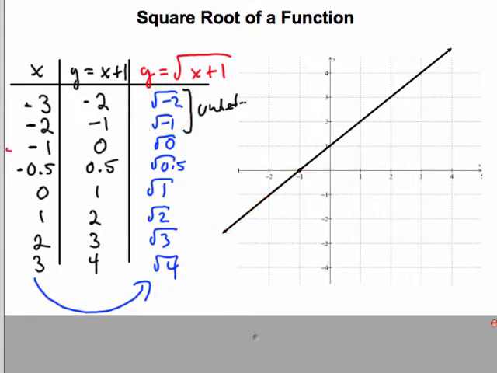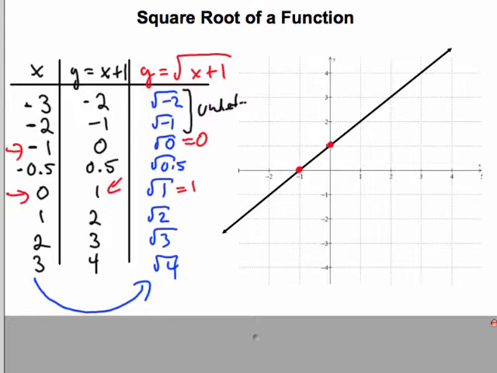At x equals negative 1 on the original graph, the y value is 0, and so on the new graph, the y value is the square root of 0, which makes the y value of the new function the same as the y value of the original function. And you'll notice that the same thing happens at x equals 0, where our output is 1 and the square root of 1 is 1. These 2 points will be the same on both graphs.